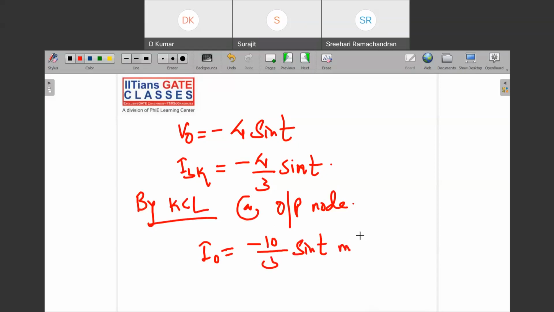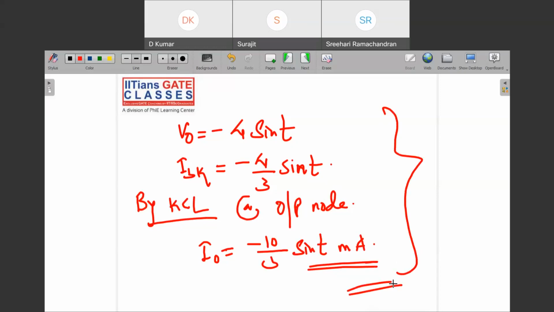So I think Sri Hari also has understood the procedure I am following. Clear. So it is not difficult, right? Any problem you can solve. Only two assumptions you have to keep in mind for an ideal op amp.